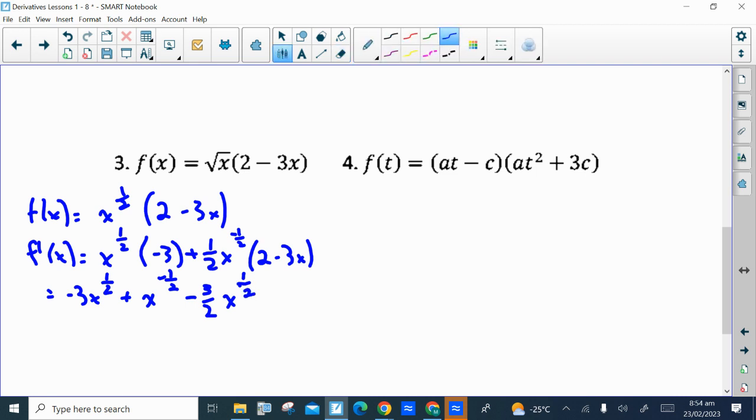Now we do have like terms here, right? The first term and the last term are both powers of x to the power half. So we can combine them. If we have negative 3 and subtract 3/2, this negative 3 would be like negative 6/2. Take away 3/2 is negative 9/2. X to the 1/2 plus x to the negative a half.